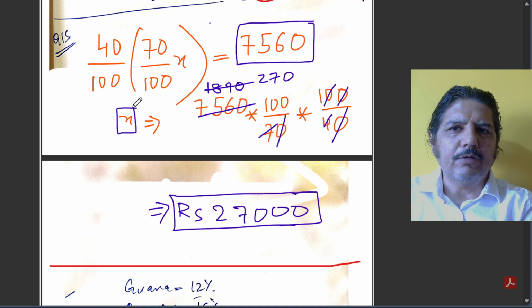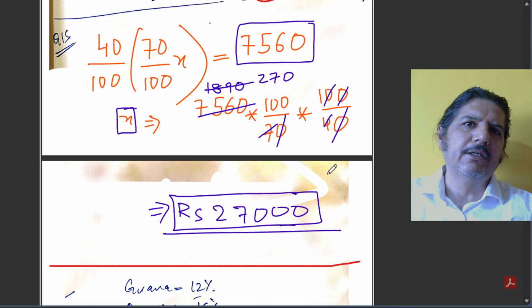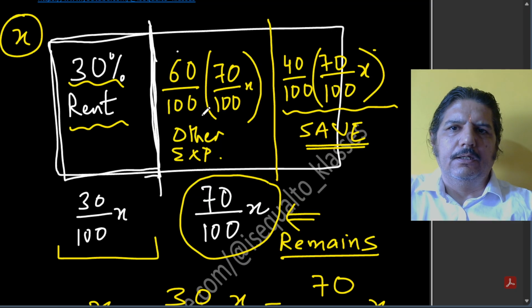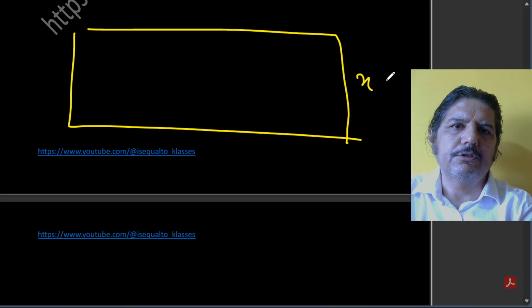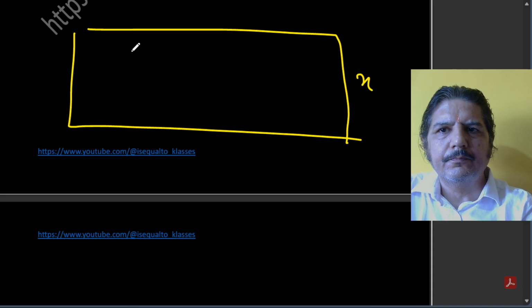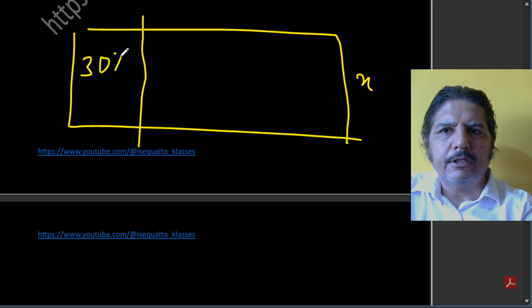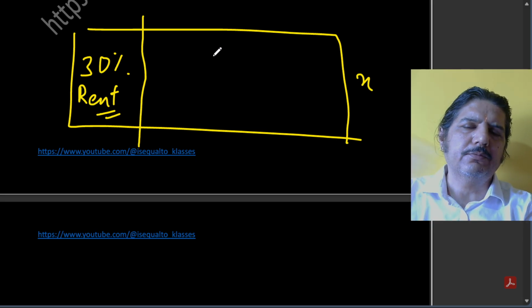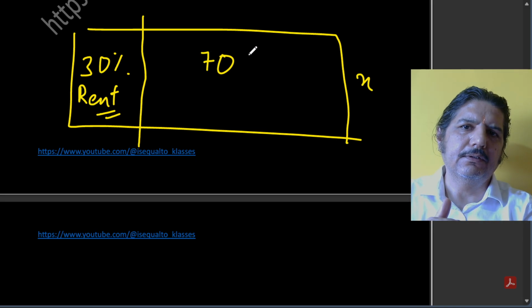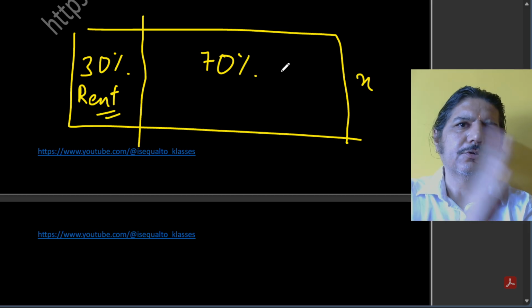And therefore, you'll have to calculate the value of x, and when you calculate it, the value of x comes to be 27,000. See, I'll try to explain it again. So let us assume that X is the amount she earns. Now, out of the money that she earns, this 30% is the rent. Fine. So how much money is left? The left is 70%. 70% of X.